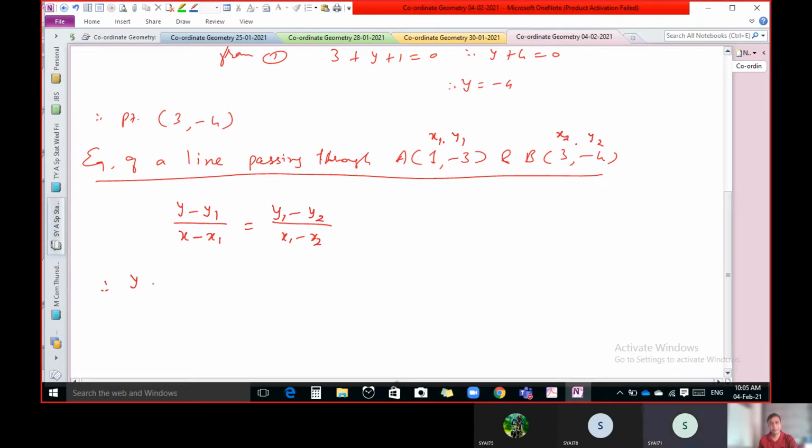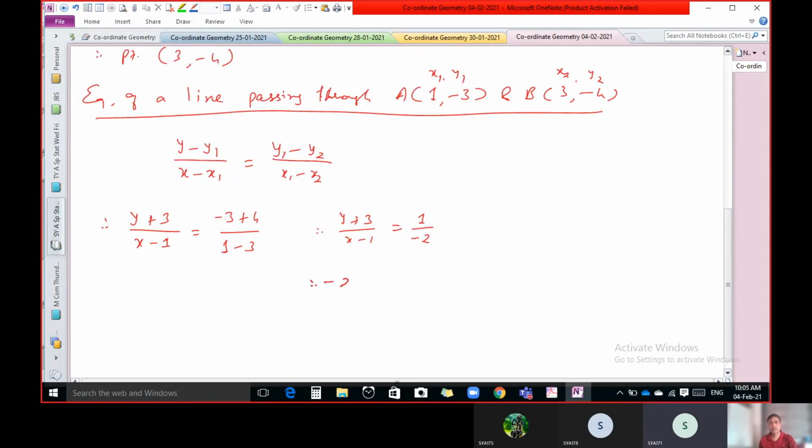Y minus minus 3 is y plus 3, upon x minus 1, equal to minus 3 minus minus 4, which is minus 3 plus 4. And 1 minus 3, so we get here 1, and here we get minus 2. Cross multiply. Minus 2y minus 6 equal to x minus 1.